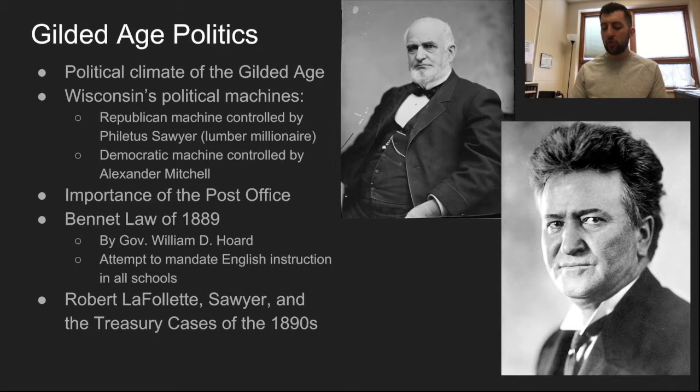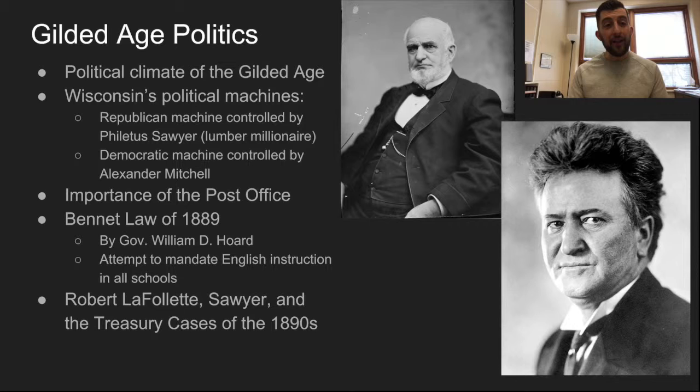And this Philetus Sawyer turns to a young lawyer in Madison by the name of Robert La Follette. That name should sound familiar. Madison La Follette High School is named after this guy, Robert La Follette. And Philetus Sawyer is going to ask La Follette to sort of make this problem disappear, right? Make it so that it doesn't come out that my banks are sort of skimming state money off the top.